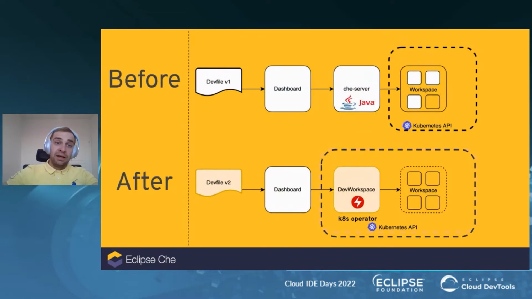Actually, the Devfile concept is not something new. So what was before? Devfile was just the Che-specific component that we used by the dashboard, which passed it to Che server, which creates the workspaces. So Che server is basically a Java application that is running on Tomcat, and which used the Kubernetes client library for creating the workspace pods, services, routes, secrets, and config maps using Java.